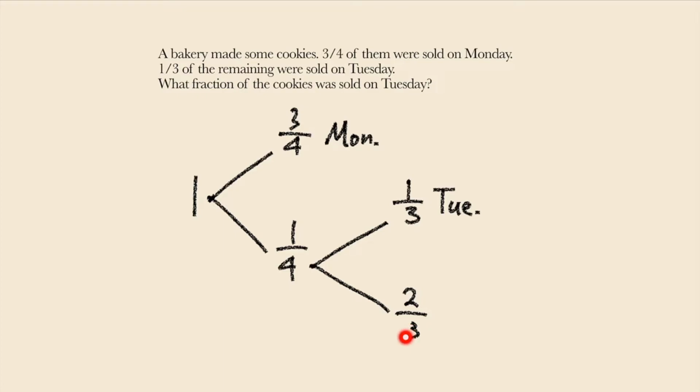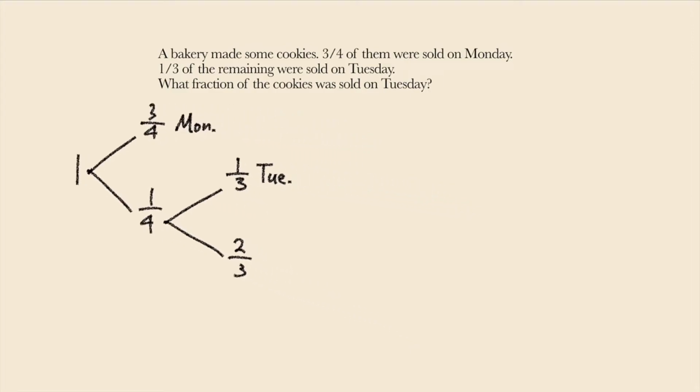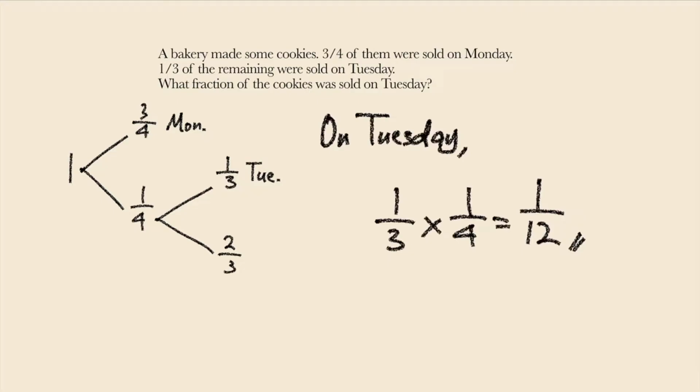So what fraction of the cookies was sold on Tuesday? The wrong answer would be 1/3. And again, using the train track imagery, imagine it going this way and connecting all the way to the total. What two fractions do we pass by? 1/3 and 1/4. What do we do with them? We multiply. So on Tuesday, it would be 1/3 of 1/4. And the fraction we want is 1/12.